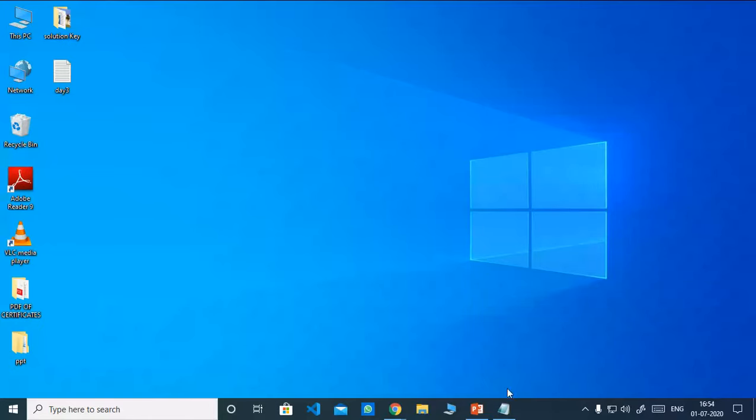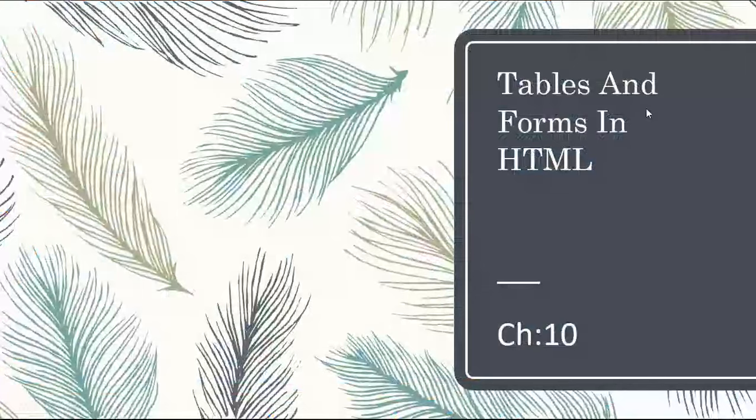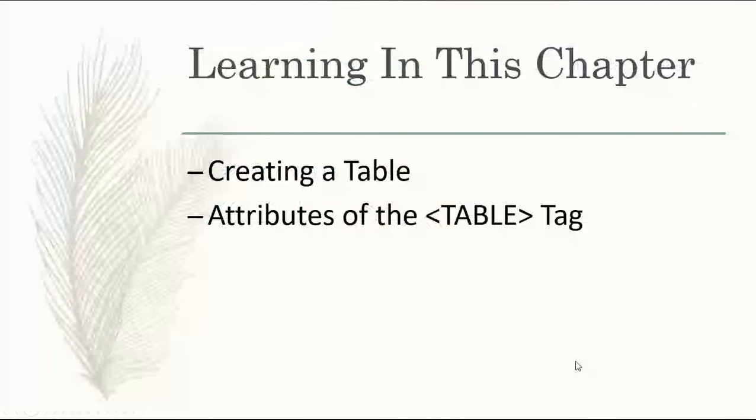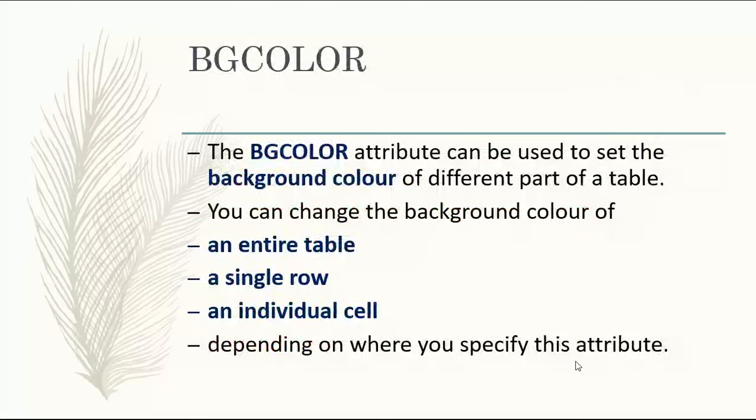Let's get started. Children, as you know, we are doing chapter 10, tables and forms in HTML. In your previous session, you have learned how to create a table and the attributes of the table tag like border and border color, and today we are going to learn about BG color. This is another attribute of table. What it does, we'll see in our practical.